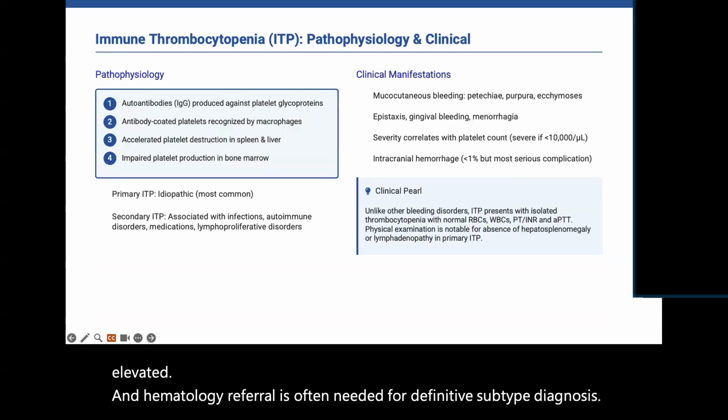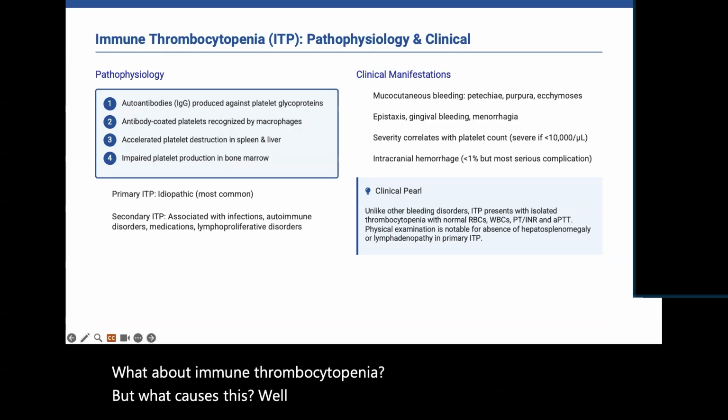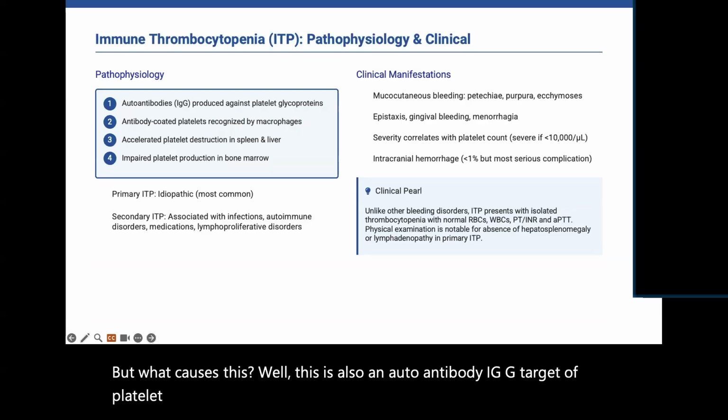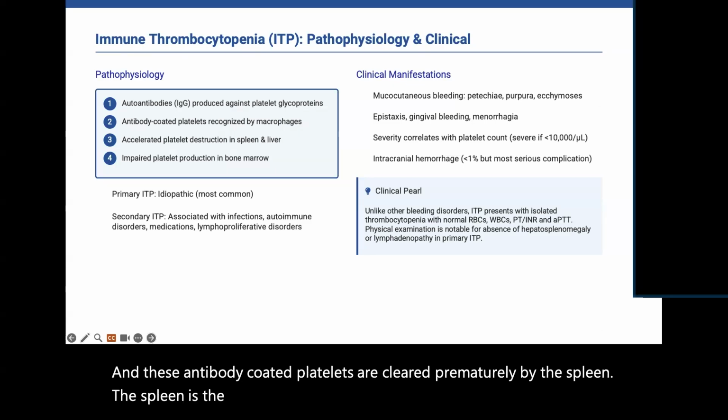Well, what about immune thrombocytopenia? What causes this? Well, this is also an autoantibody, IgG, targeting platelet surfaces and glycoproteins. And these antibody-coated platelets are cleared prematurely by the spleen. The spleen is the repository of where cells and cell parts go to die.